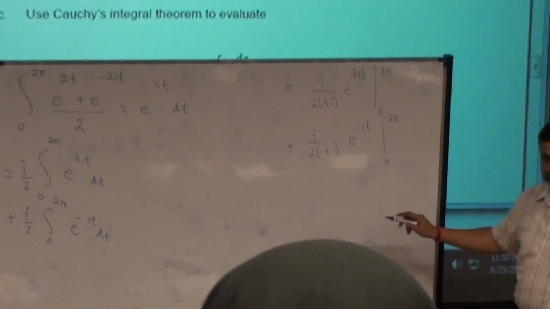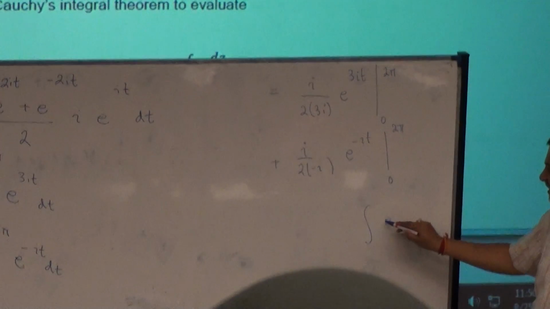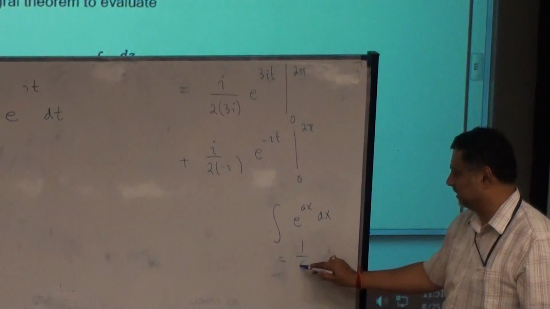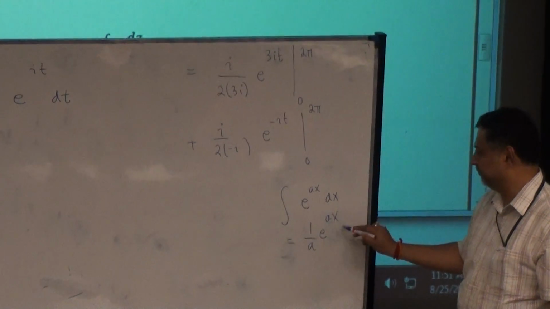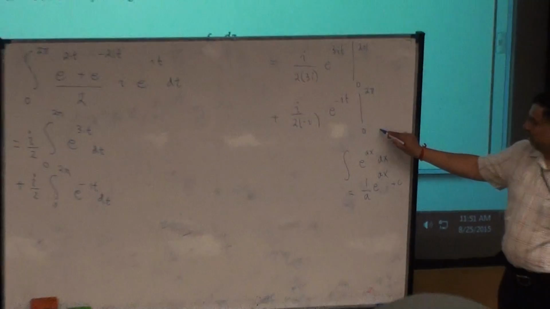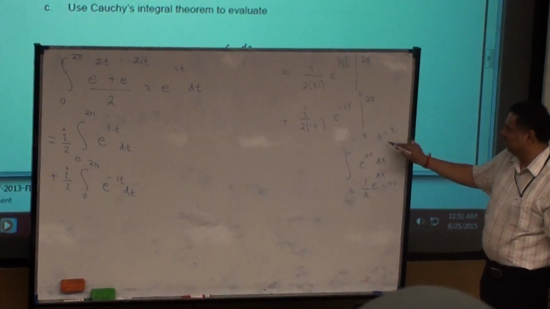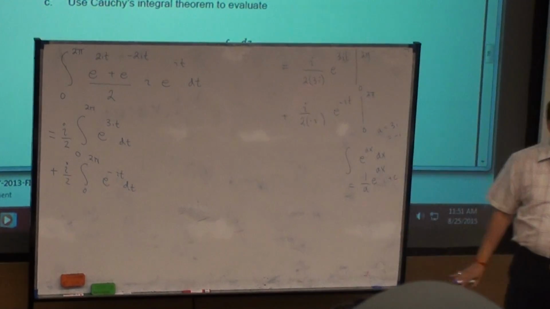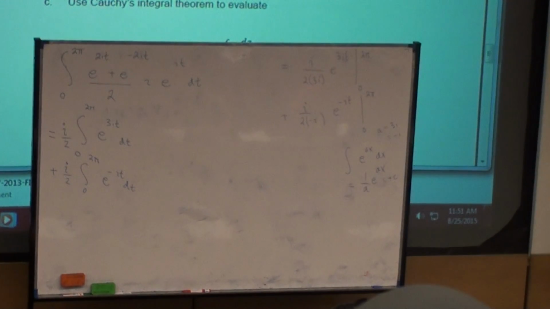Okay? You just use the same formulas that you use for real integrals. Keep using the same formulas. A now is complex, it is 3i and also minus i. Okay? So keep using the same formulas. Everyone okay? Alright.